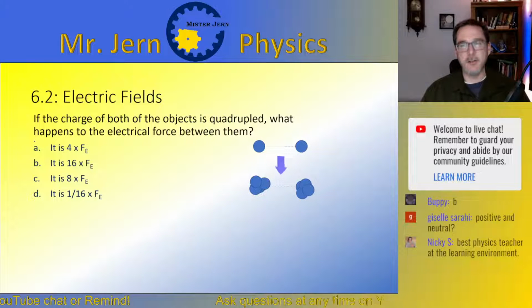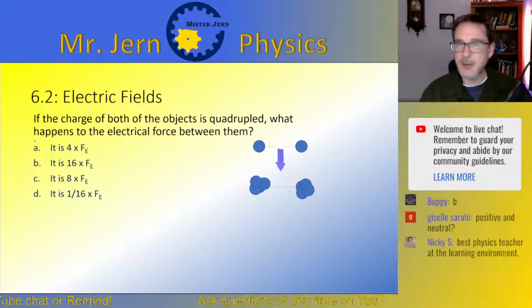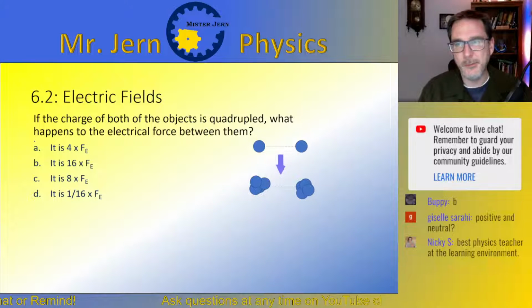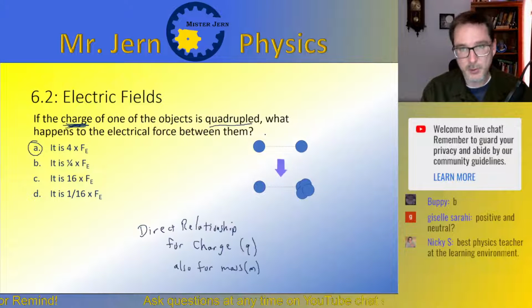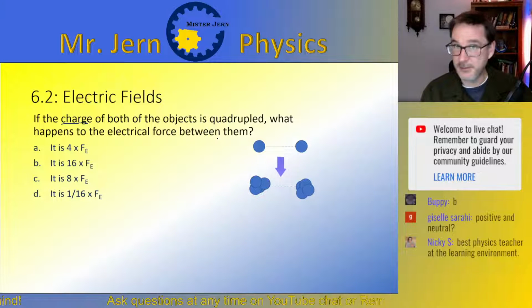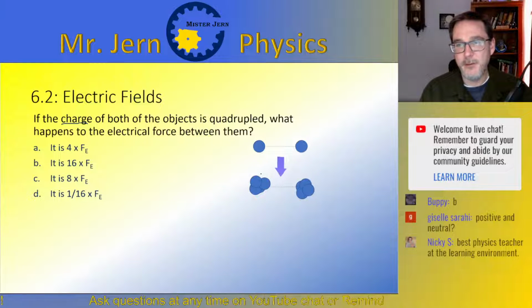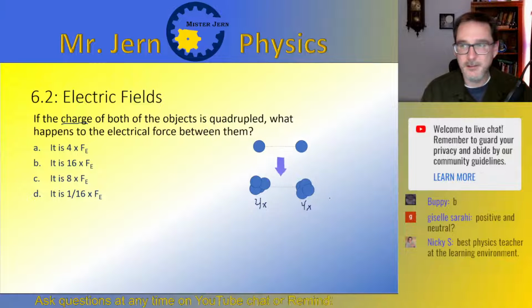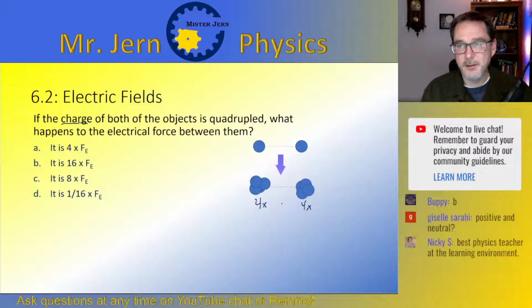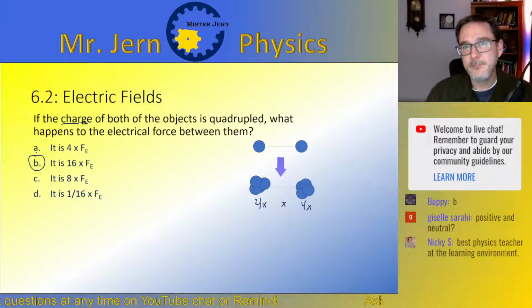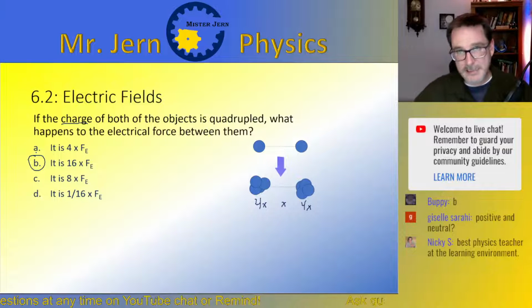If the charge of both objects is quadrupled, what happens to the electrical force between them? Now we're getting a little bit more complicated. It's the same idea. We're talking about charge, not distance, which means if you go from 1 to 4, this is going to be 4 times the charge. This is also going to be 4 times the charge. And they multiply. So 4 times 4 is going to be 16 times the force. It's still proportional each.